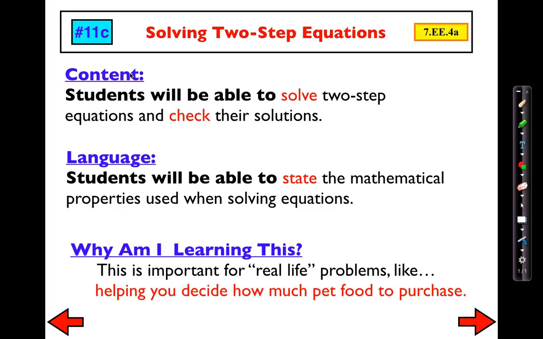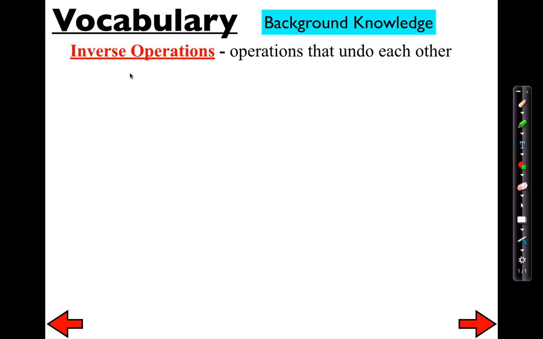Why am I learning this? Well, it's important for real-life problems like helping decide how much pet food to purchase. So first of all, let's go over some background knowledge.